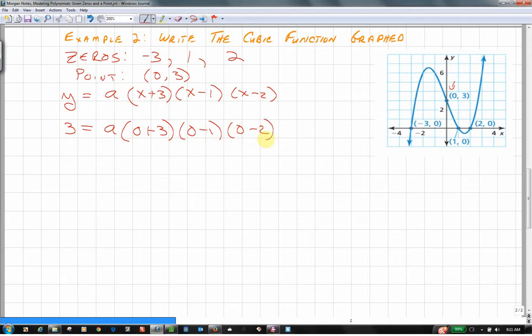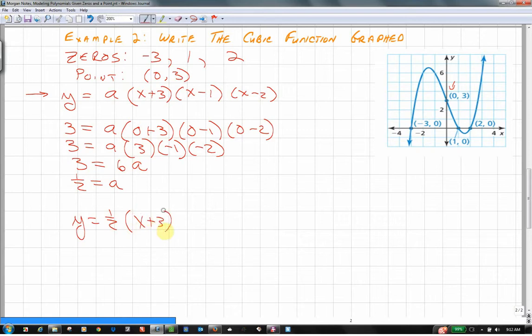Now I'm going to find the value of a. So 3 is equal to a times 3 times -1 times -2. I've got -2 times -1, that's a positive 2, times 3 is 6a. If I divide by 6, I get 1/2 is equal to a. Now that I found the value of a, I can put it back into my equation that has the x and y, because obviously the end equation has to have x and y. So y is equal to 1/2 times x plus 3, x minus 1, x minus 2. And I've written the equation. That's a model.